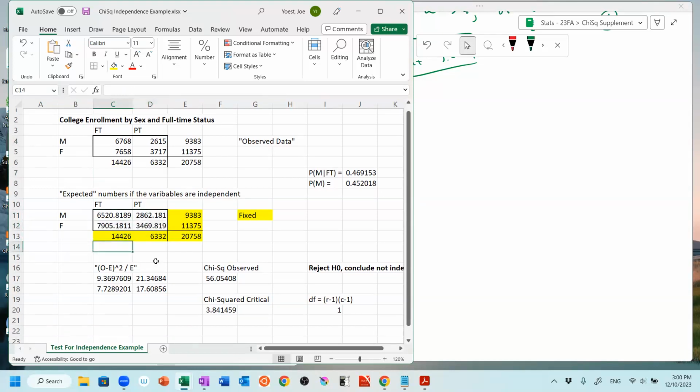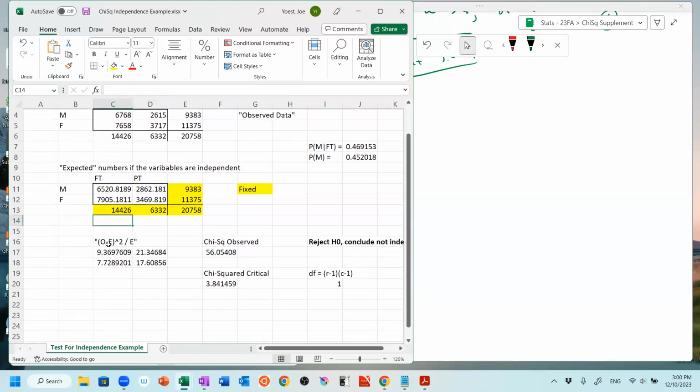So we do that for each of these four. And then we do the same thing, observed minus expected squared over expected for each of those four cells, which gives me these numbers. And adding those up gives me chi-squared observed of about 56. That's in relation to a chi-squared critical of 3.84. And we could get that out of Excel this way. Chi-squared inverse right tail, 5% area with 1 degree of freedom.